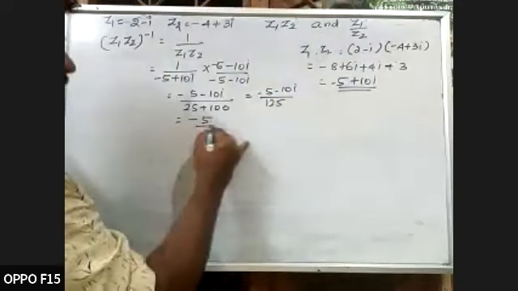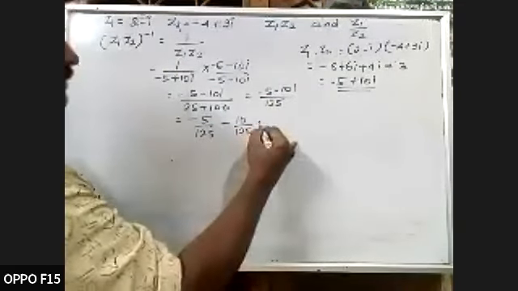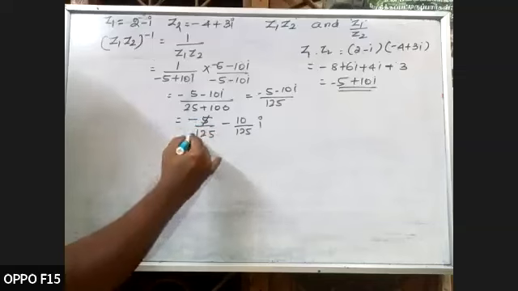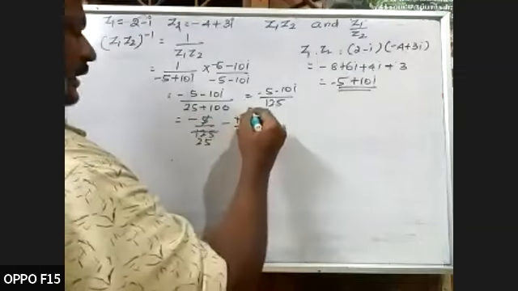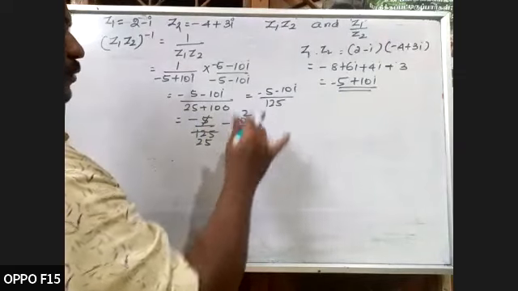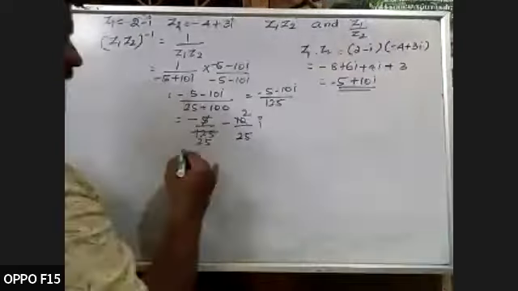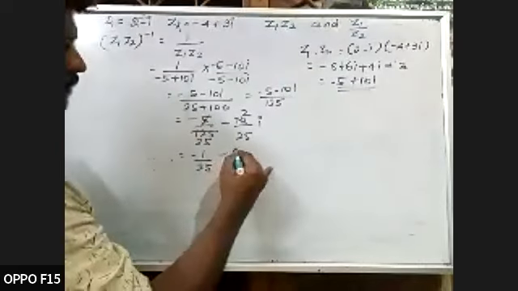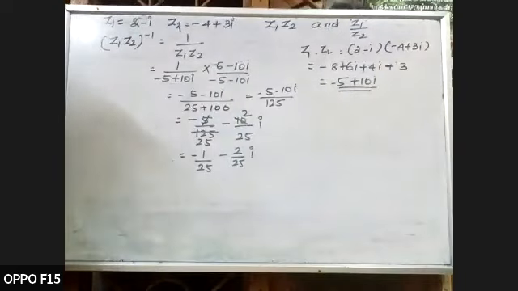Equals minus 5 divided by 125 minus 10 divided by 125 into i. 5 goes into 125 25 times, and 10 goes into 125 also in the same way. Therefore, it is equal to minus 1 by 25 minus 2 by 25 i. So that is the answer. Therefore we have the inverse of Z1 Z2, the whole inverse, equal to 1 by Z1 Z2.